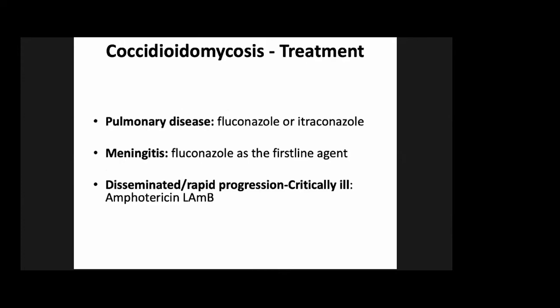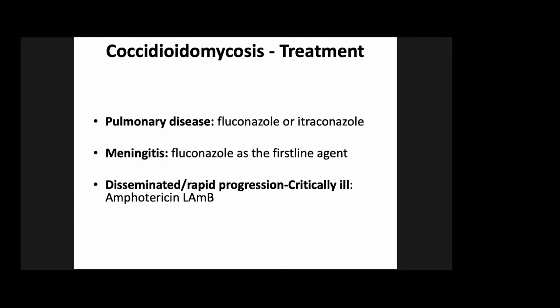Regarding Cocci treatment, if you have pulmonary disease, you will get fluconazole, or the other thing that you can get is itraconazole. Usually it will be from 3 to 12 months. However, in real life, if you don't see resolution in your pulmonary imaging, you will continue with treatment. Or, for example, there are patients whose antibody titers remain high. In these cases, we will also continue with the treatment.